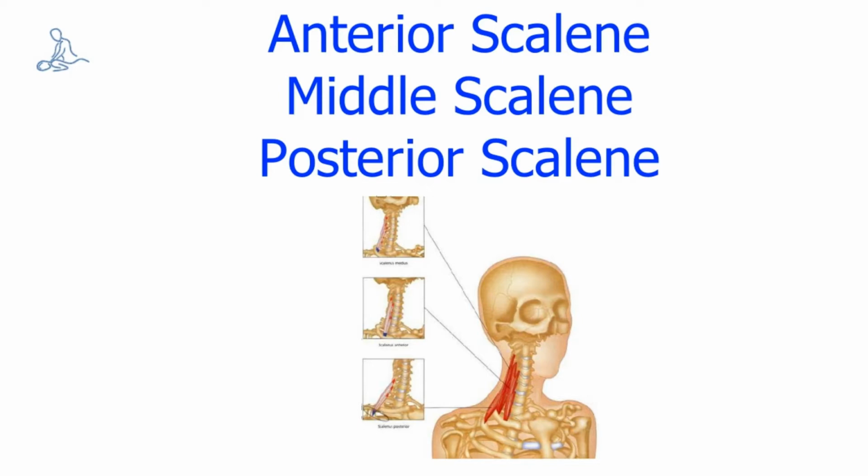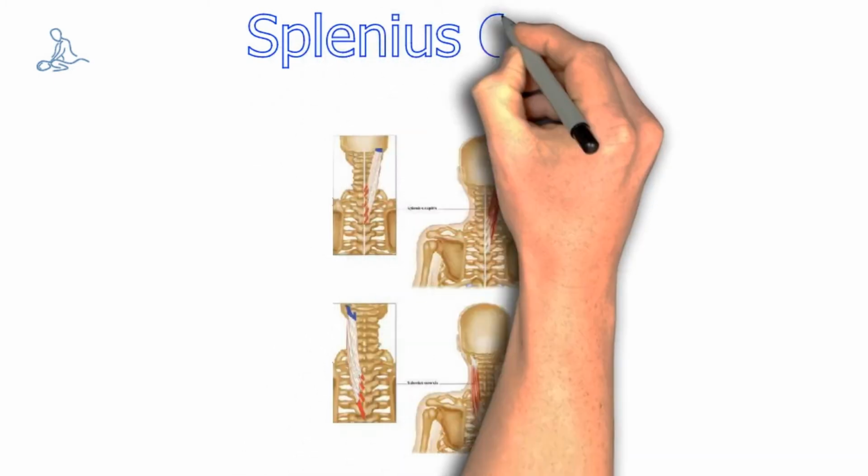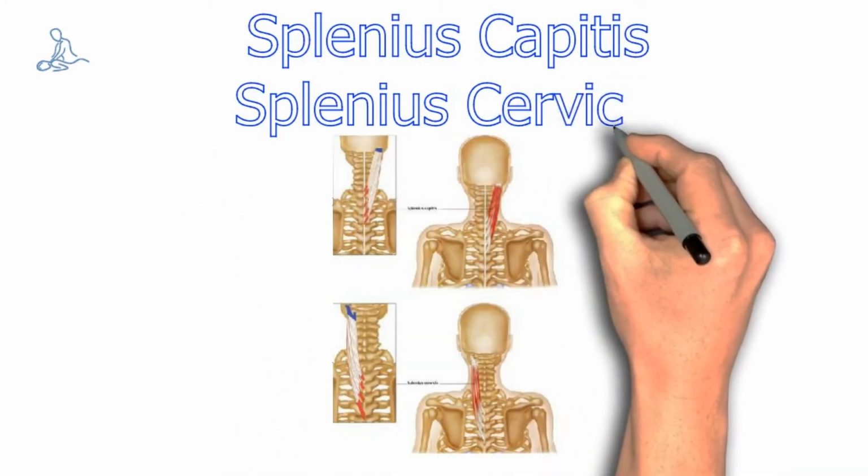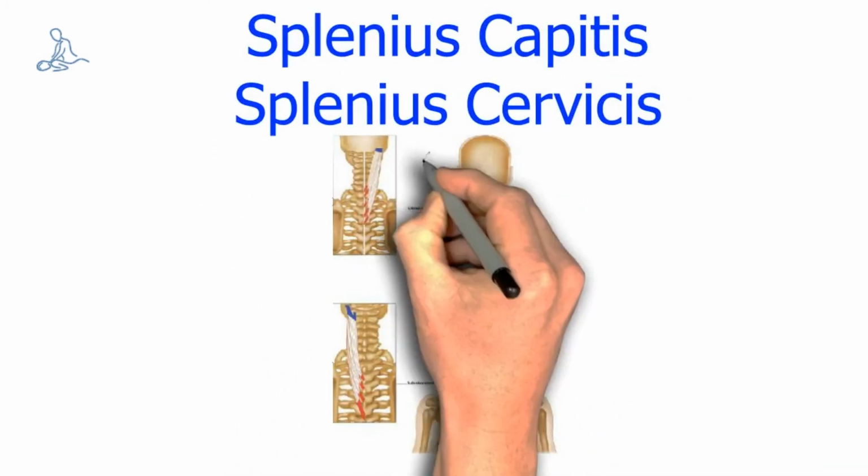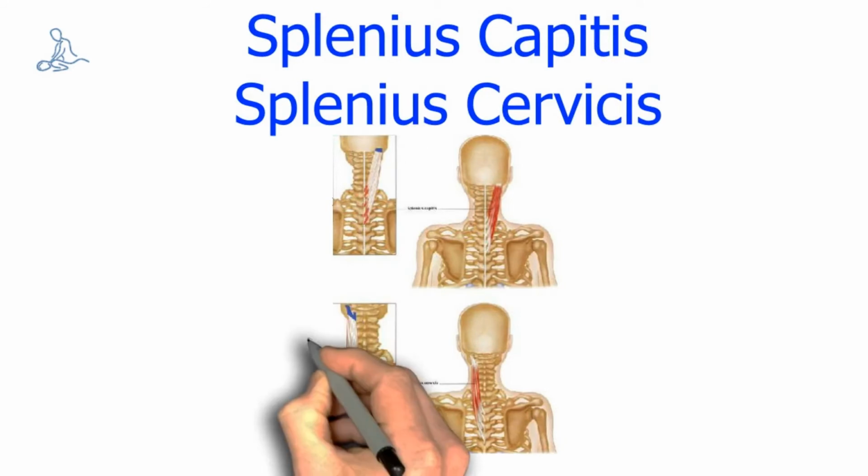The action of the scalene muscles is to flex and laterally flex the neck and to elevate ribs 1 and 2 during inhalation. Scalene. Splenius capitis, Splenius cervicis.